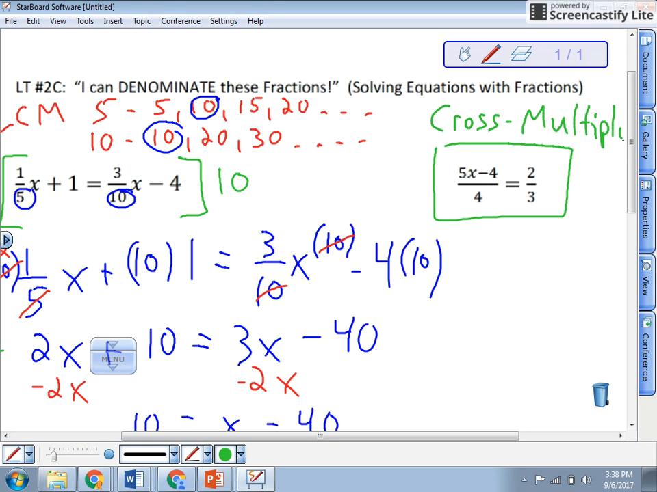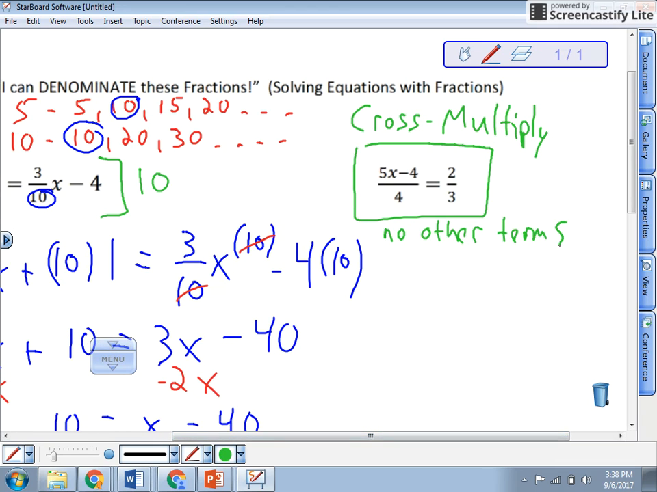So when it's only fractions, no other terms, we can cross multiply. Again, it only works when there's no other terms. Here's how we do this. We take the 3, we multiply it by the 5x minus 4, and then we take the 2 and we multiply across. So let's do that over here.